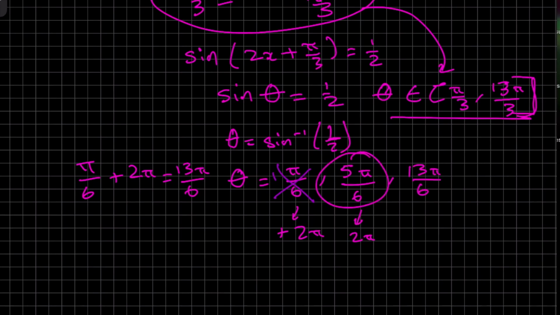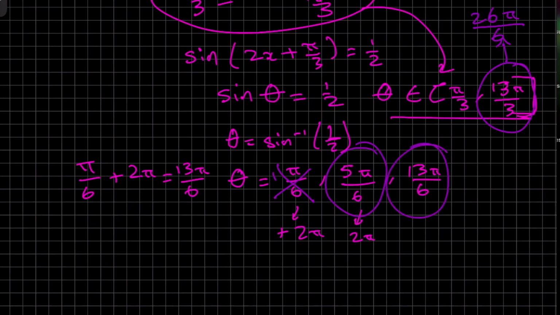Again, 5π/6 and 13π/6 are still within this domain. However, to make this a little easier to see, we can rewrite the upper limit of our domain with a denominator of 6, just to make these numbers more easily comparable. So your 13π/3 can be written as 26π/6. Now, adjusting that, we can clearly see that 5π/6 and 13π/6 are still within our domain for theta.